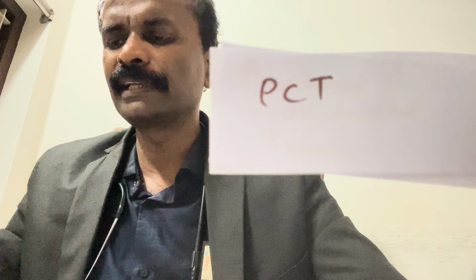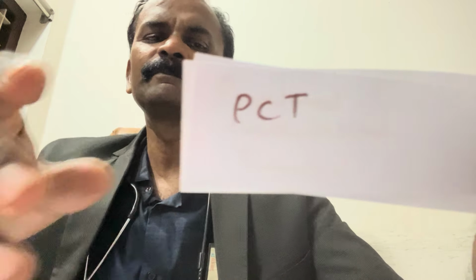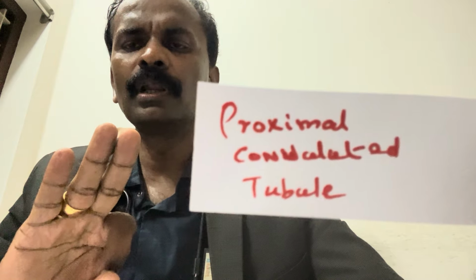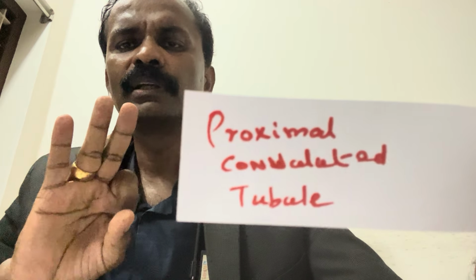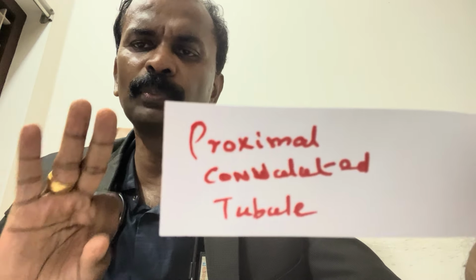Okay. So what is PCT? Is related to which organ? Head, eyes, brain, kidney, liver, lungs. Which organ? PCT. Any idea? Only if you know the full form you can answer this. PCT: proximal convoluted tubule of kidney.